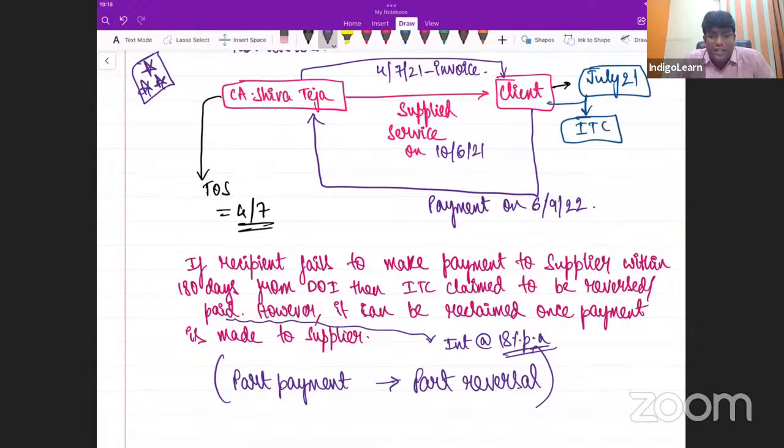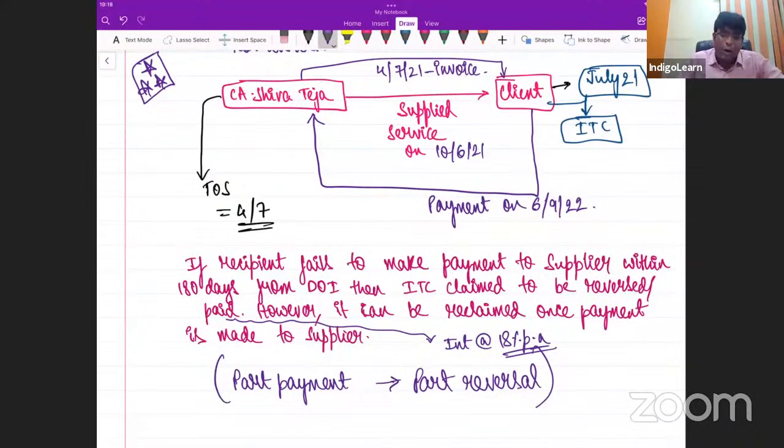This interest is not collected by supplier from recipient. Somebody is asking, sir, is that interest including GST? No. Where is the question of including GST? Here this interest is to be paid to the government. Directly interest will be paid. That inclusive GST story I told when supplier is taking interest from customer. Please get clarity on that.